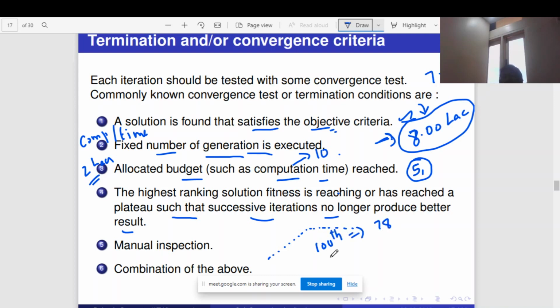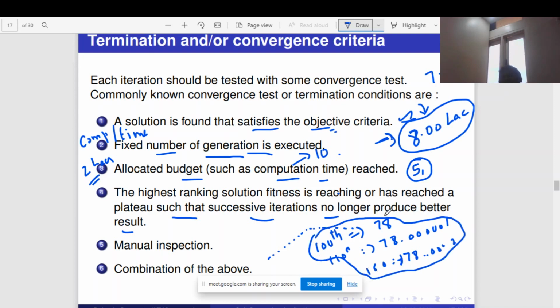Say at the 100th iteration the accuracy is 78%. At the 110th iteration also, it is 78.000001%. At the 150th iteration also, it is 78.00002. So it means there is no improvement, or the improvement is very minimal. In that case you can think and you can stop, because all these things are based on experience. You can decide that this algorithm may not improve further, so better we stop.